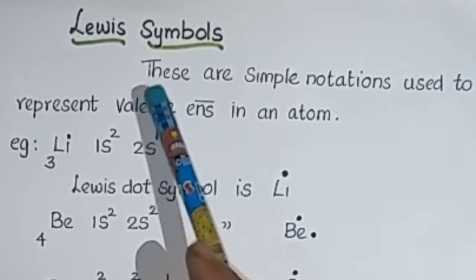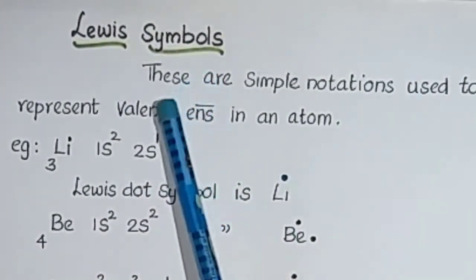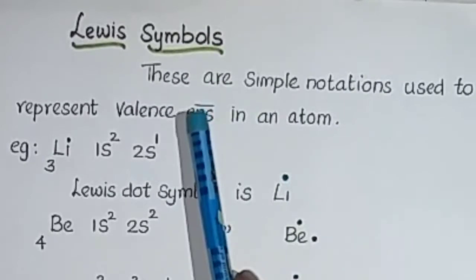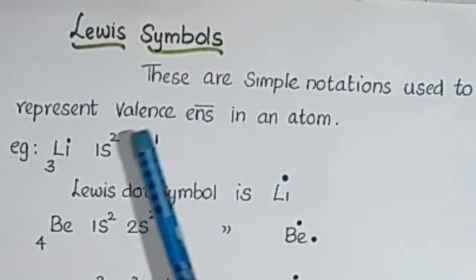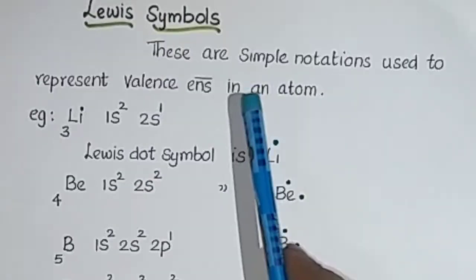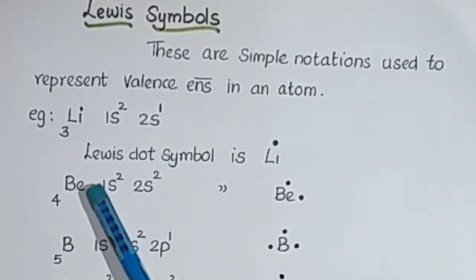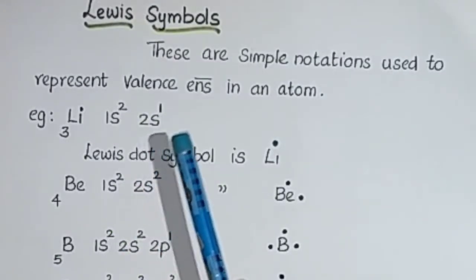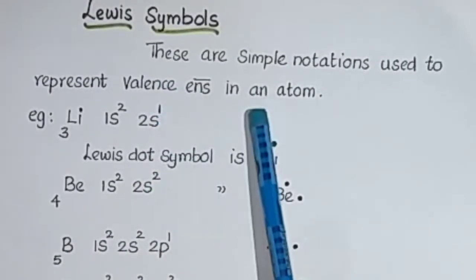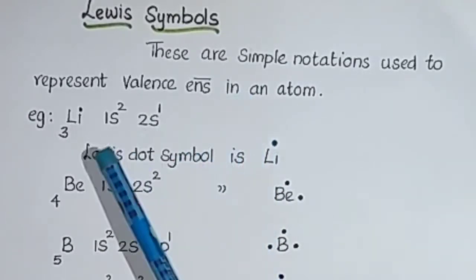Our portion is Lewis symbols or Lewis dot symbols. These are simple notations or representations used to represent valence electrons in an atom. In this representation, first you should write the symbol of that element, and it is surrounded by the number of valence electrons. We can discuss it with examples.